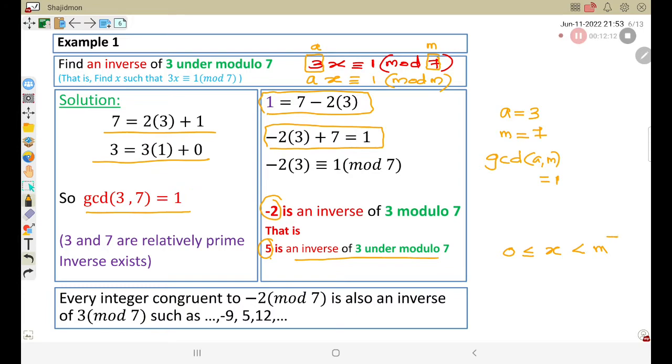We are only finding the positive solution here, because a linear congruence equation has many solutions, but here we are concentrating on one positive solution. That means less than the modulo number, and sometimes 0 is included: 0 less than or equal to x less than m. That solution only we are considering in this interval.